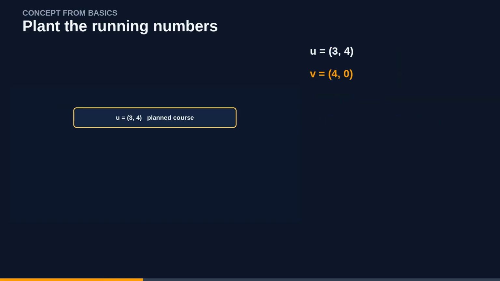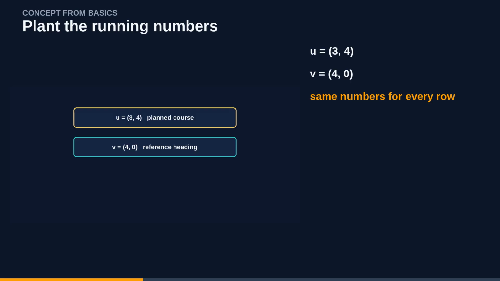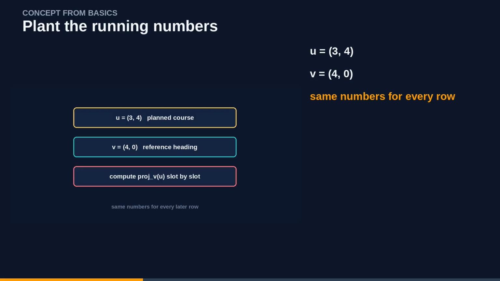Keep the same mission numbers for every later row. Planned course U is 3, 4. Reference heading V is 4, 0. Every computation that follows uses exactly these two lists. No new example mid-lesson.